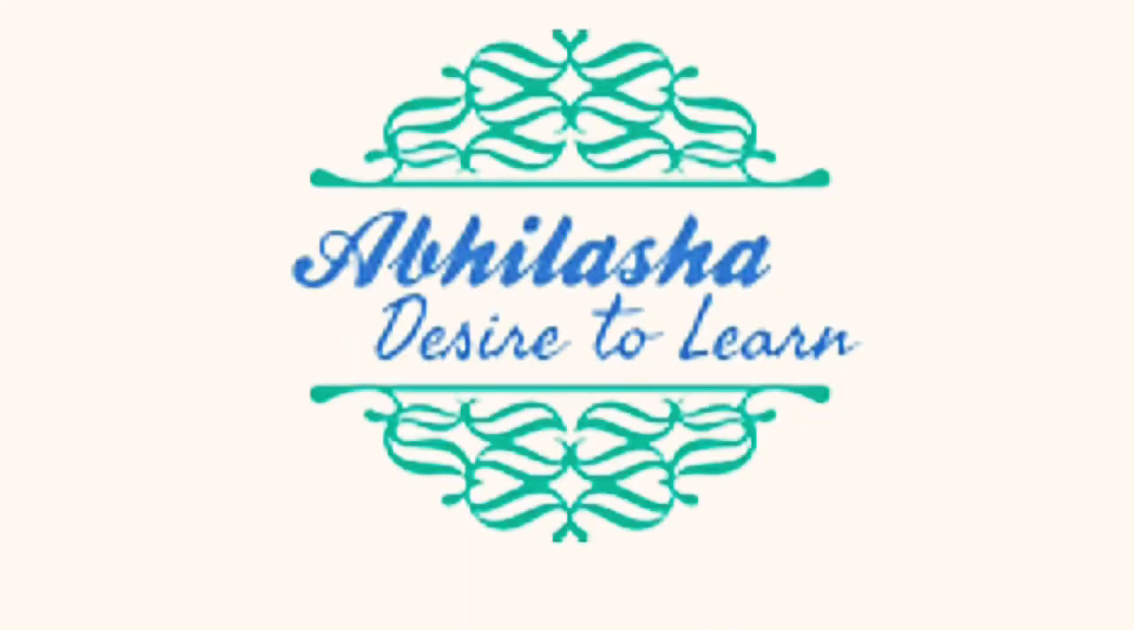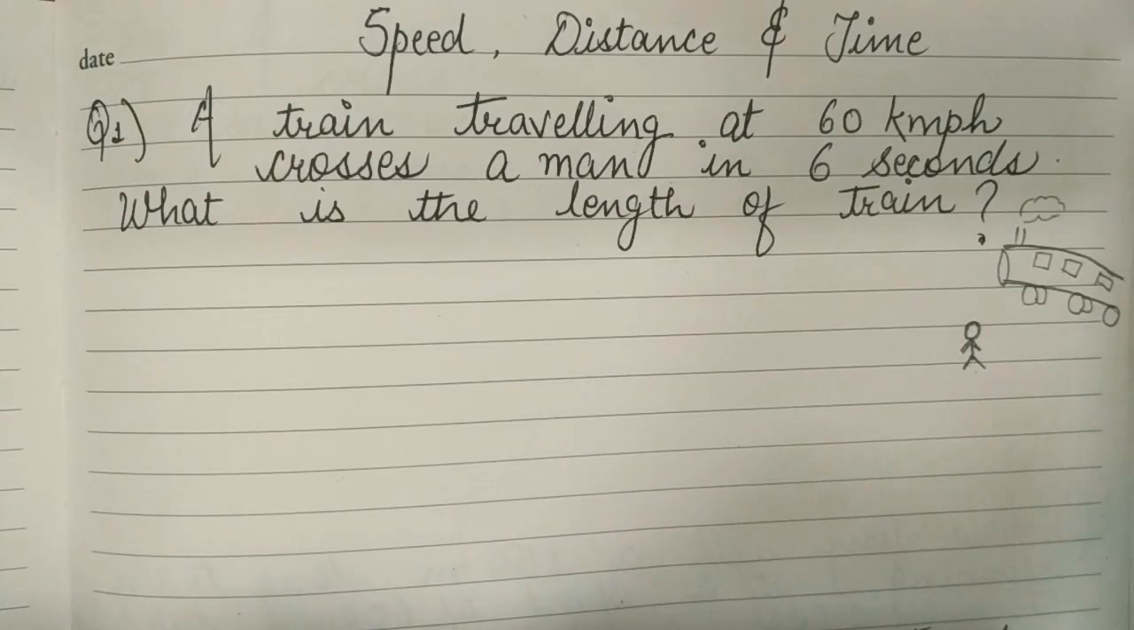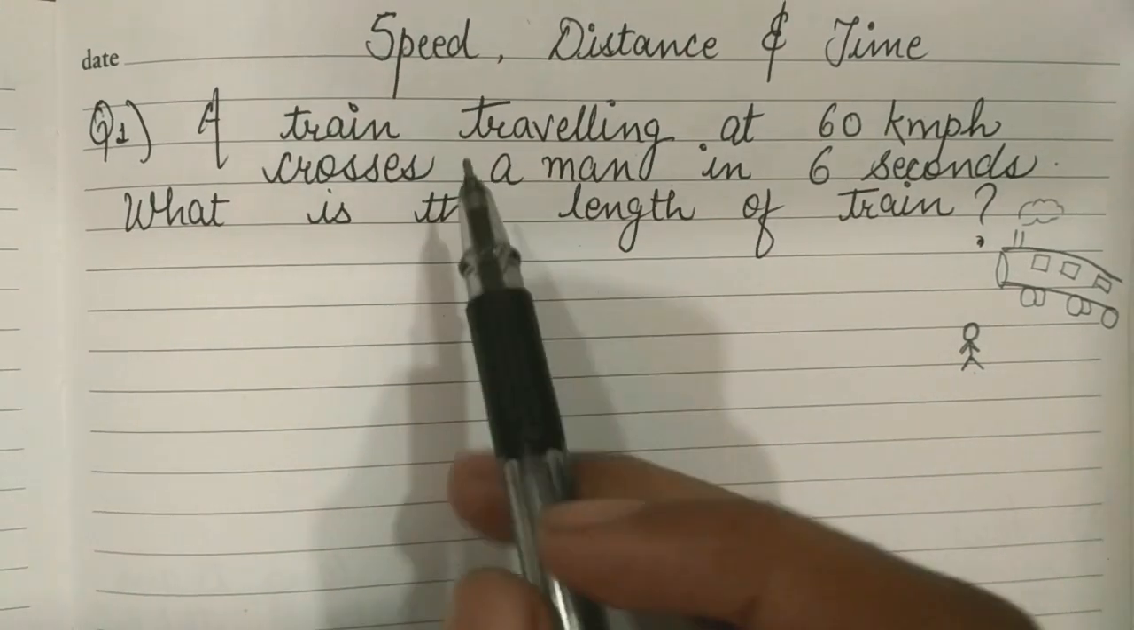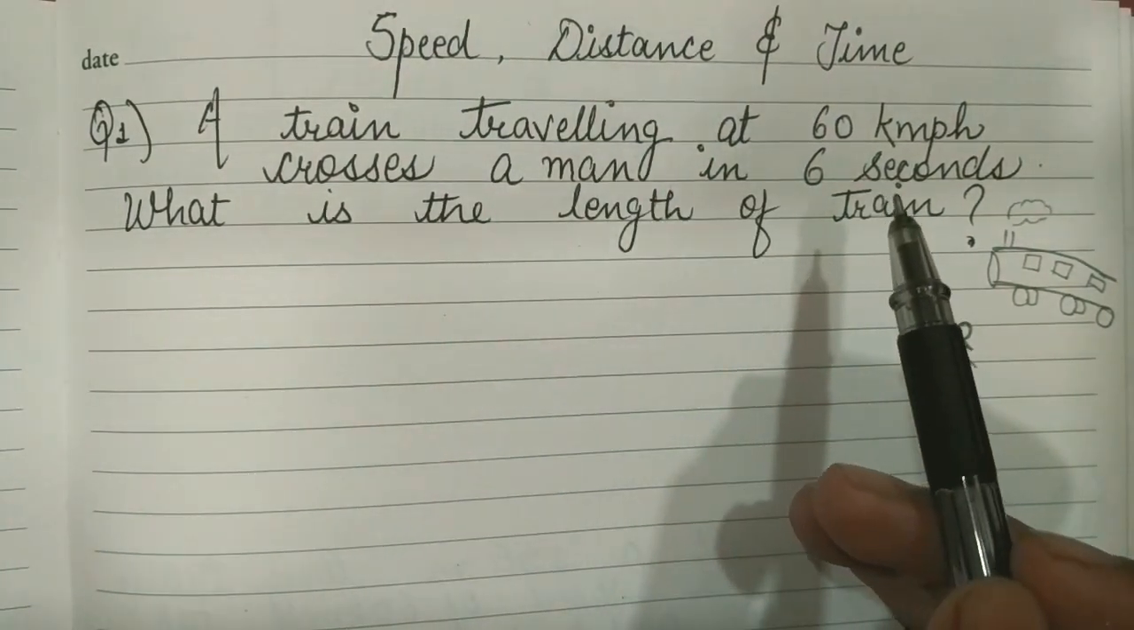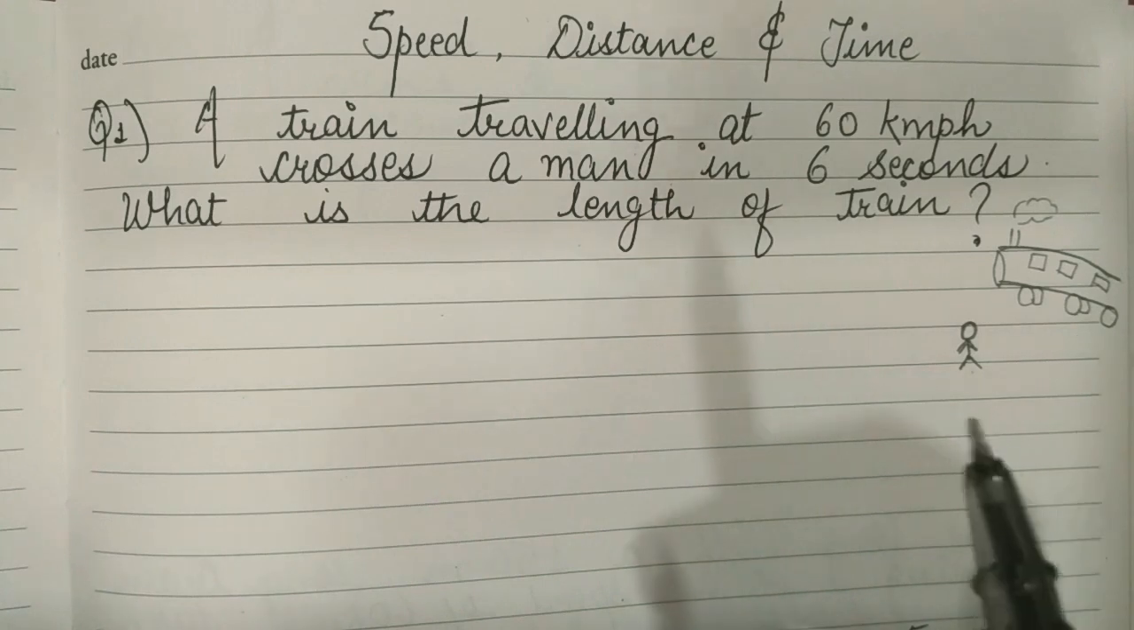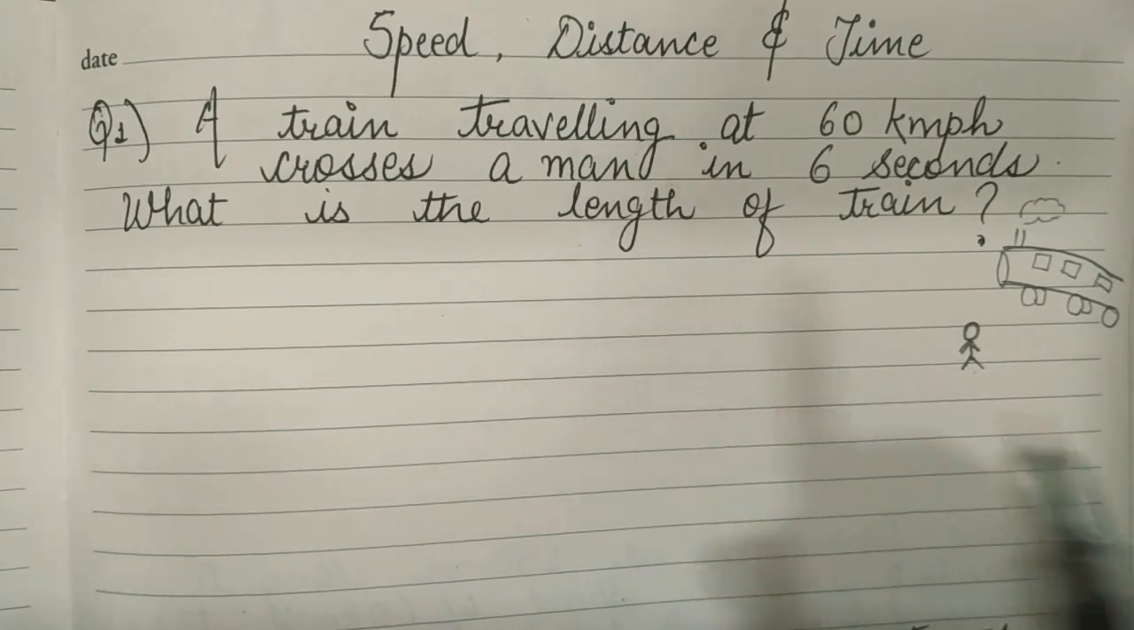In this video, I am going to share with you some basic questions based on trains. Question number one is, a train traveling at 60 km per hour crosses a man in 6 seconds. What is the length of the train?